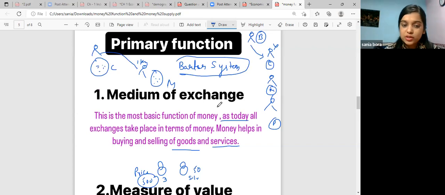Okay, so now you're going to write primary function. First, write medium of exchange. Once you are done, I'll just scroll it down. Okay? Okay, ma'am.